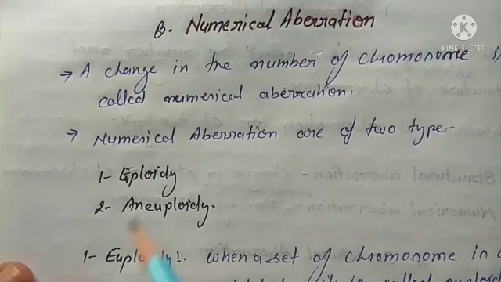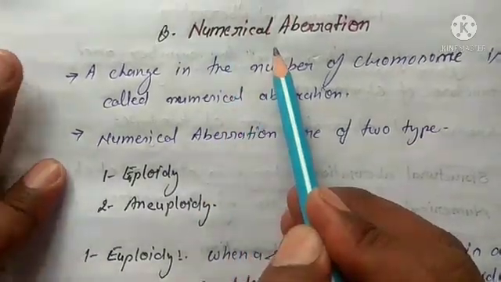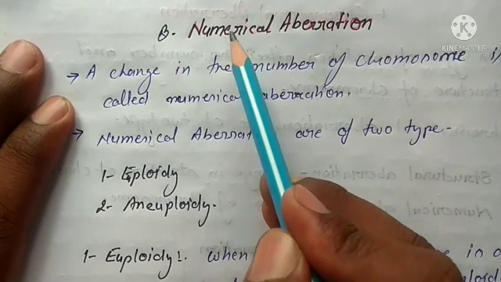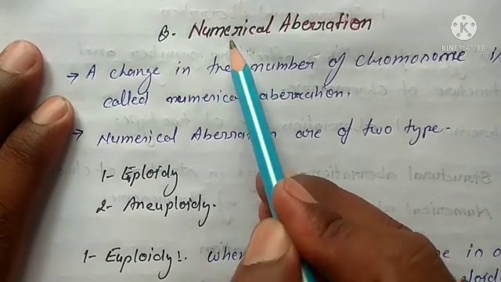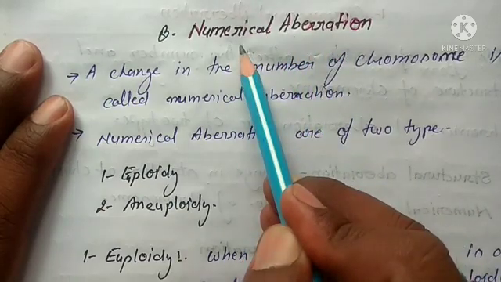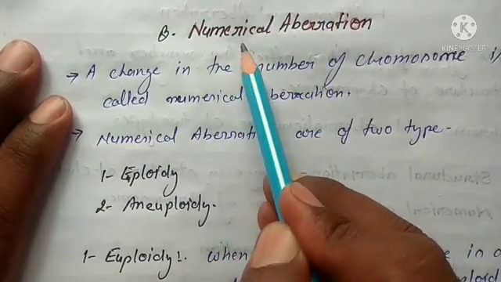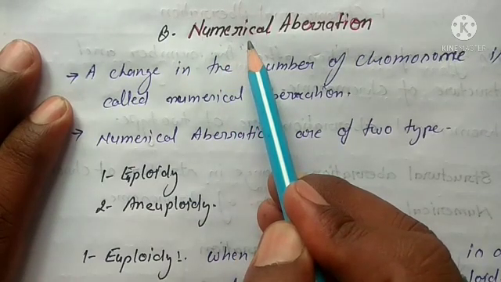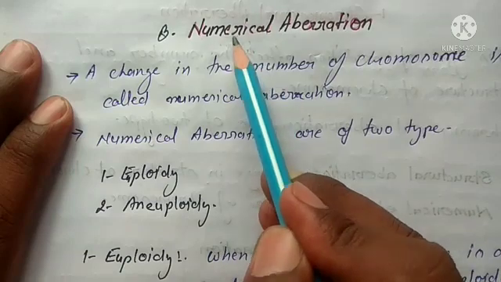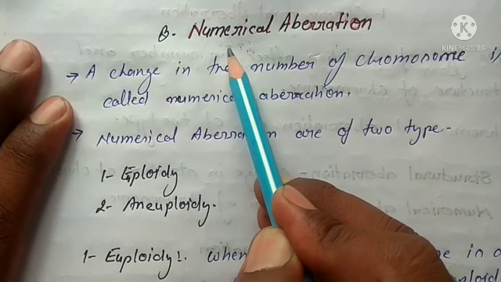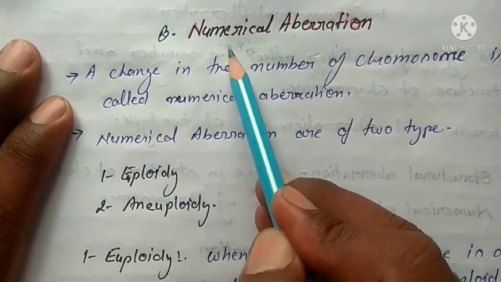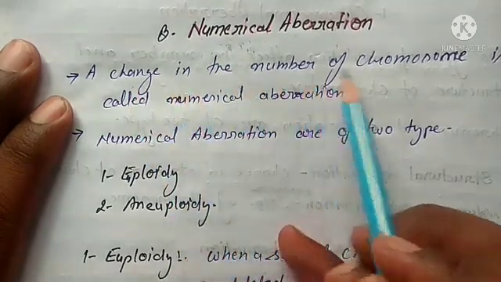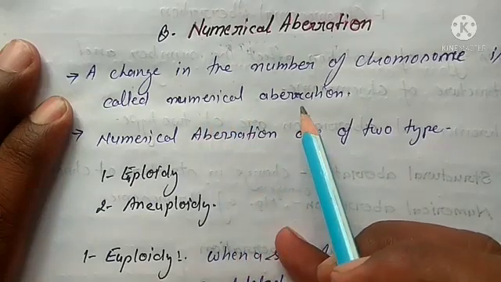Hello students. Now we discuss numerical aberration. Numerical aberration is part of chromosomal aberration. It indicates that the number of chromosomes is reduced, or that the number of chromosomes increases or decreases in the body. That type of aberration is called numerical aberration. So a change in the number of chromosomes is called numerical aberration.